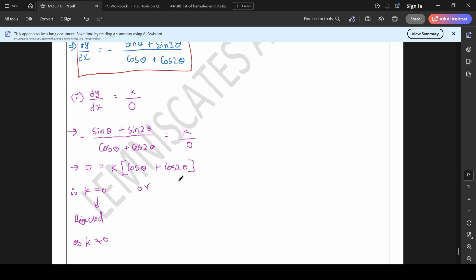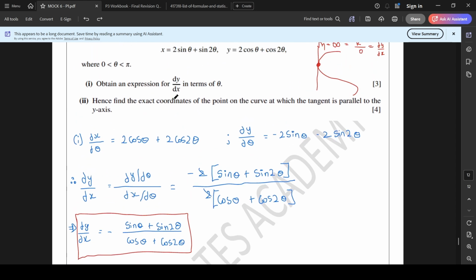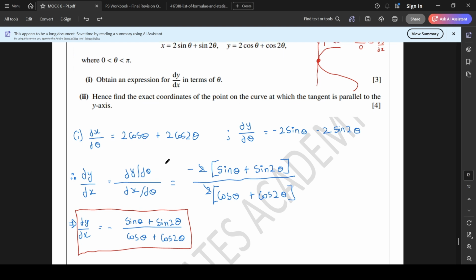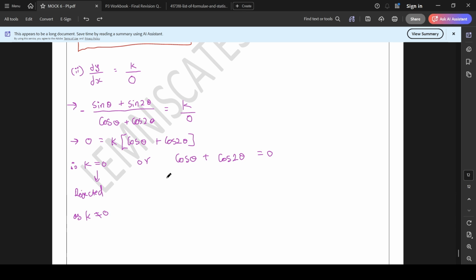Or you can say that cos theta plus cos 2 theta is equal to 0. Now you can convert this in the format of cos theta so that it looks like a quadratic in terms of cos, and then try to solve for theta. And once you're having your theta, you need to find it in between 0 to pi. And once you're having that value of theta, plug it in to get your x and y coordinate. And that is how you will get the exact coordinates of the point where the tangent was parallel to the y-axis. So let us try to do this.